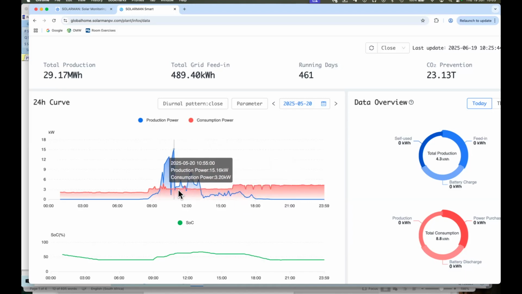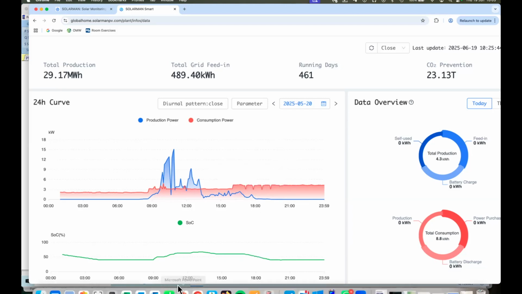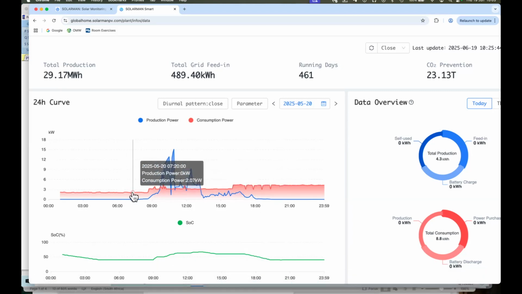So the load sits at an average of about 3 kilowatts until about 4 o'clock in the afternoon, and then it steps up to 4.5 kilowatt. Let's go and have a look. So we've got 3 steps.